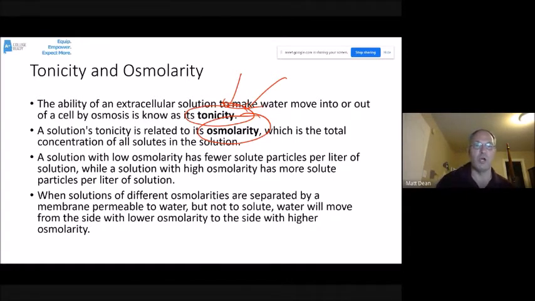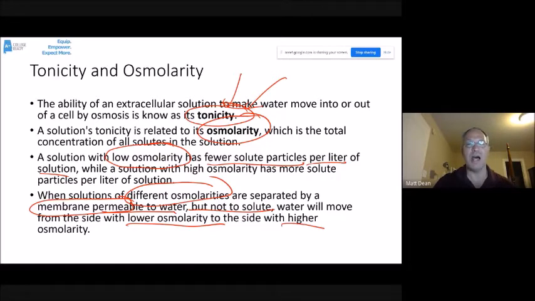So a solution with low osmolarity, low solute concentration, has fewer solute particles per liter of solution, while a solution with high osmolarity has more solutes per liter of solution. When solutions with different osmolarities are separated by a membrane that's permeable to water but not to the solute, water will always move from the side with the lower osmolarity, the lower solute concentration, to the side with the higher osmolarity, the side with the higher solute concentration.